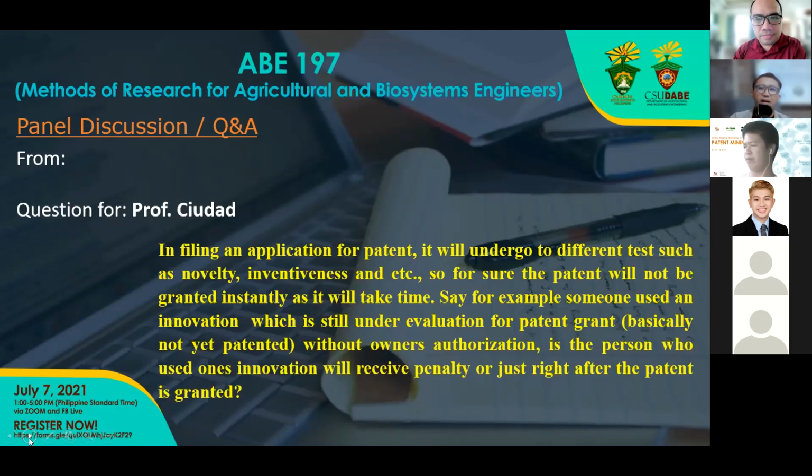But again, there is an inherent right already given to the patent applicant even if your patent has not yet been granted. Considering that you are very much confident that it will be granted later on, then don't worry, because the right given to you is inherent at the moment you apply for the filing date. So don't worry about others using your innovation while the application is still ongoing.